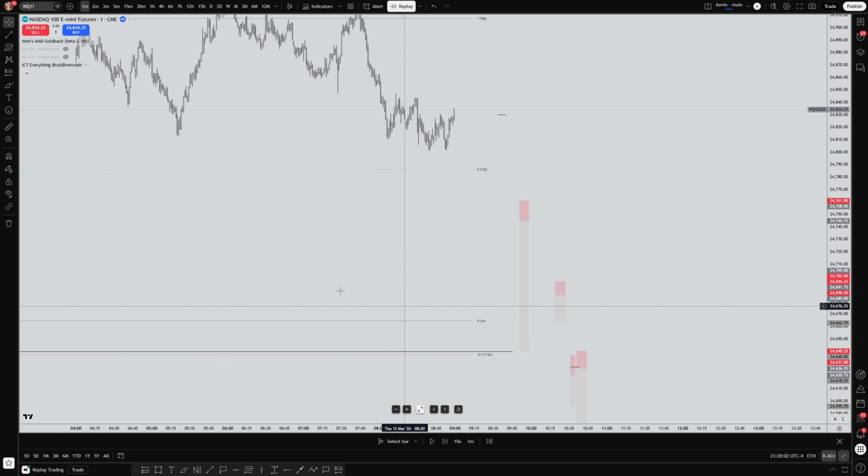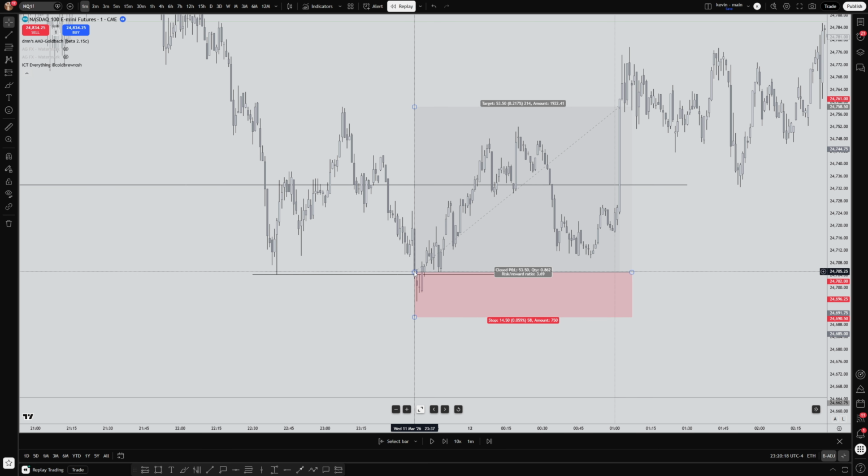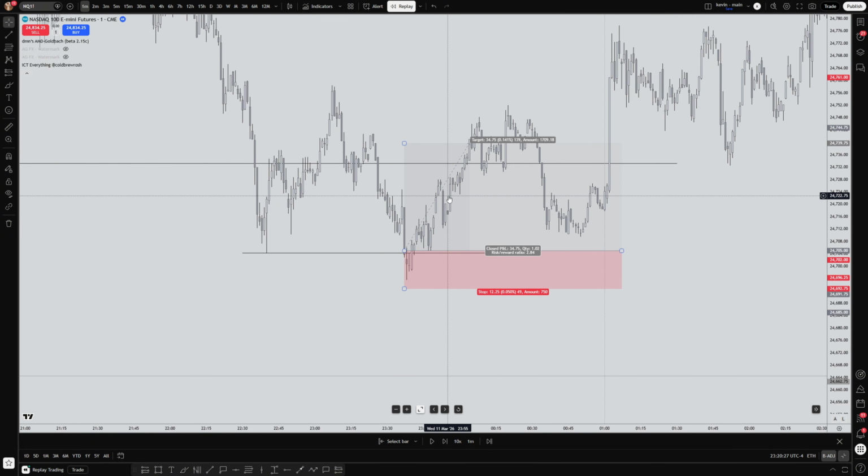So I entered, what time did I enter? Yeah, so I entered here pretty much. And I took it out at this high. Or was it this high? Can't remember. But here's that trade.